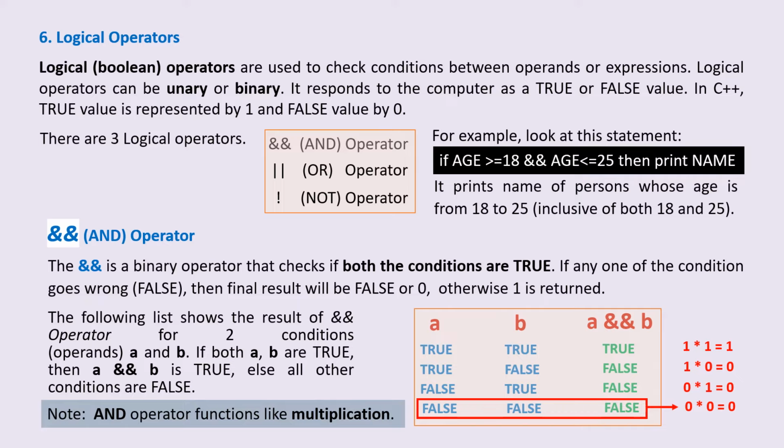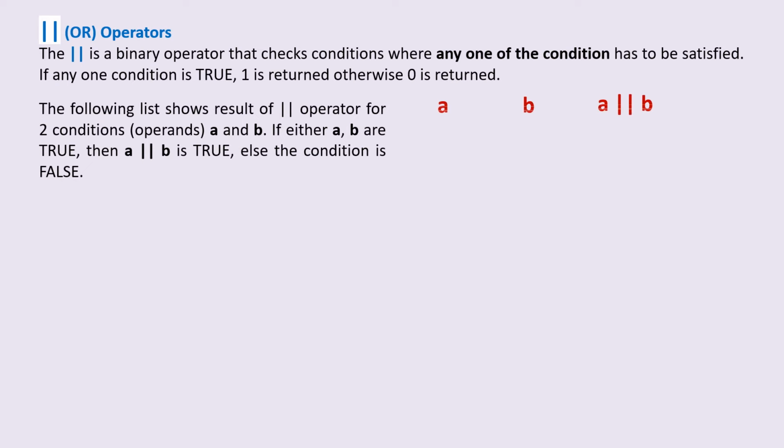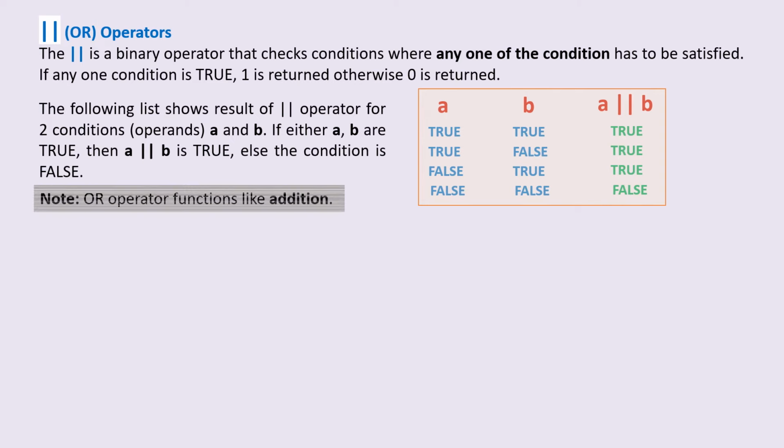The OR operator, represented by two vertical bars, or pipes. OR is a binary operator that checks conditions, where any one of the conditions has to be satisfied. If any one condition is satisfied or is true, 1 is returned, otherwise 0 is returned. The following list shows the result of OR operator for two conditions. If either A, B are true, then A or B is true. Else the condition is false. Note that the OR operator functions like addition.